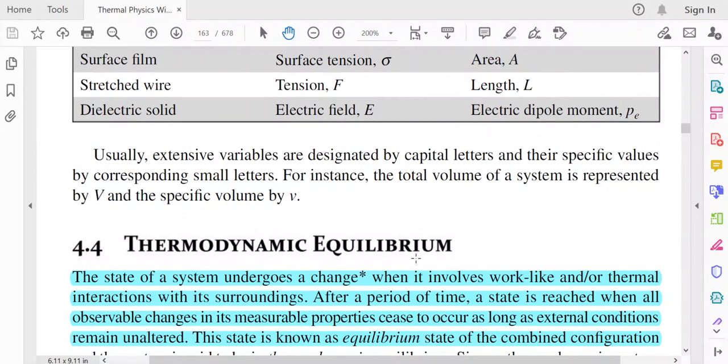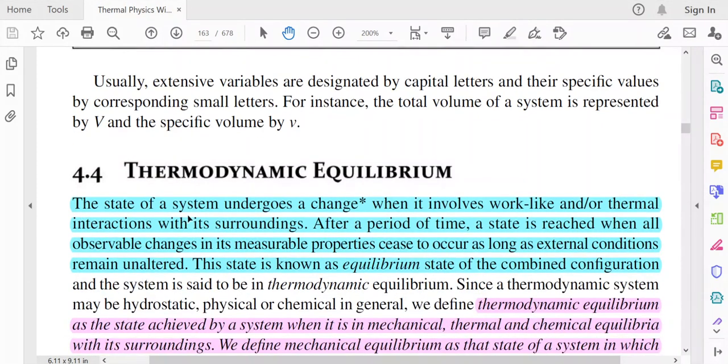Now I will discuss thermodynamic equilibrium. The state of a system undergoes a change when it invokes work-like and or thermal interaction with its surroundings. So when there is some thermal interaction of a system with its surroundings, the state of the system undergoes a change. After a period of time, a state is reached when all observable changes in its measurable properties cease to occur as long as external conditions remain unaltered.